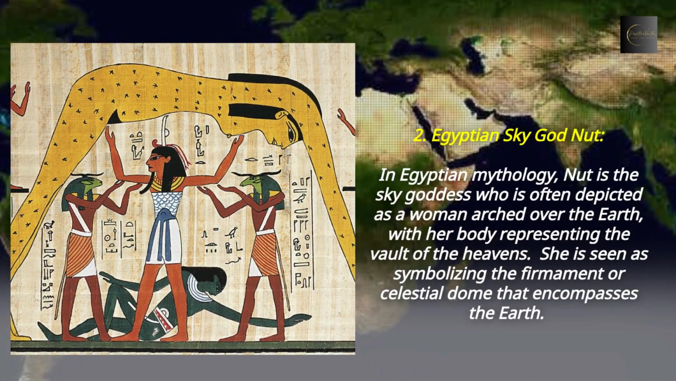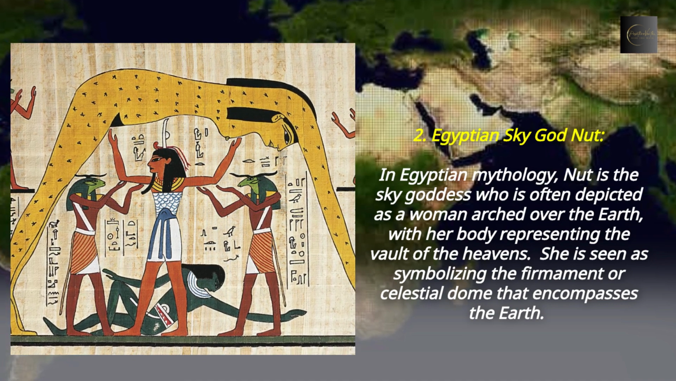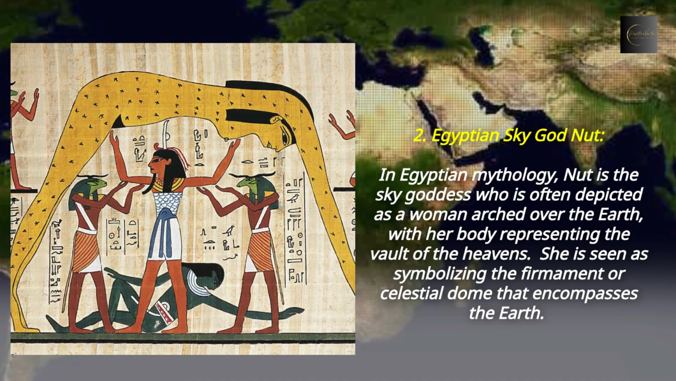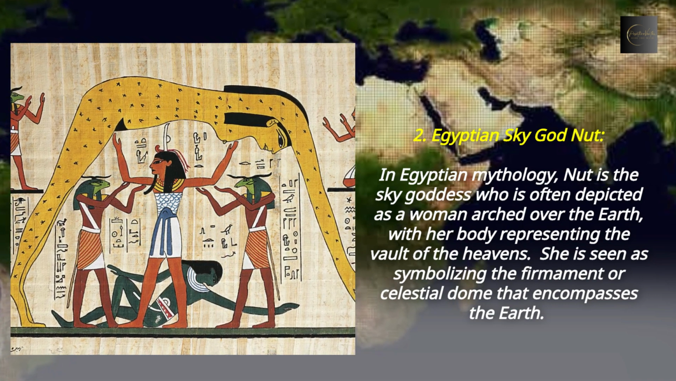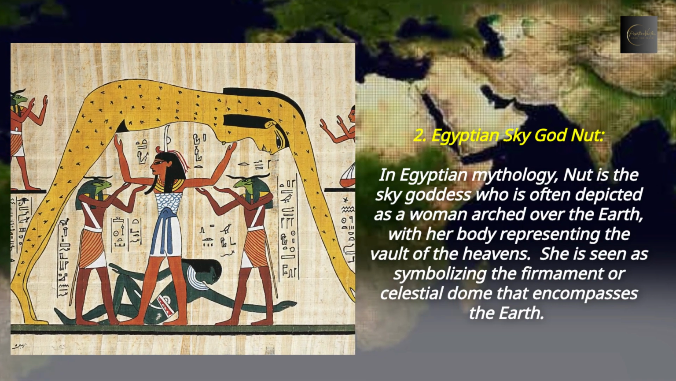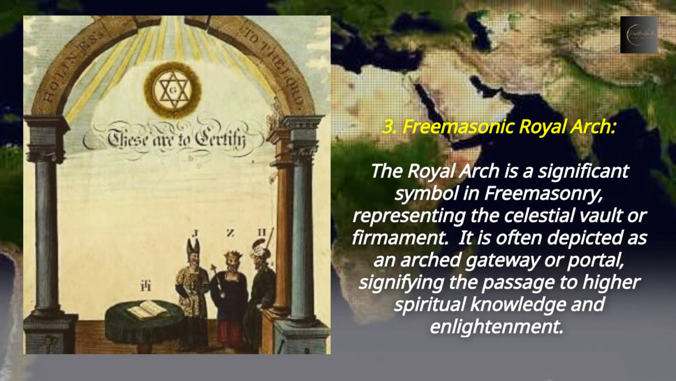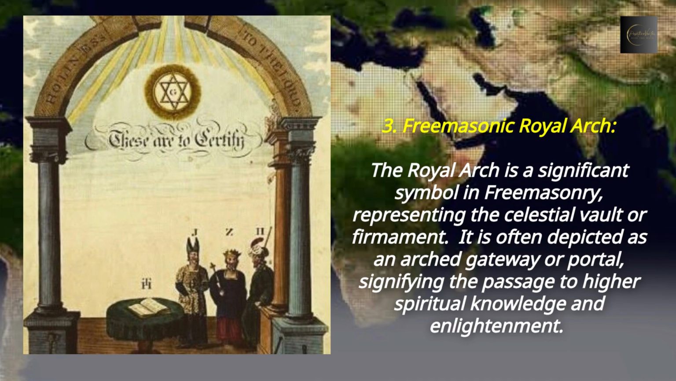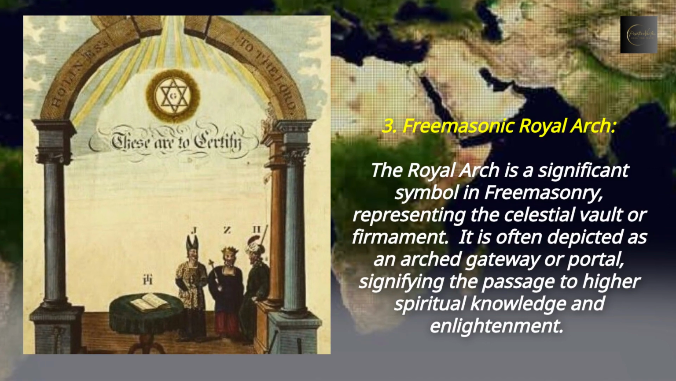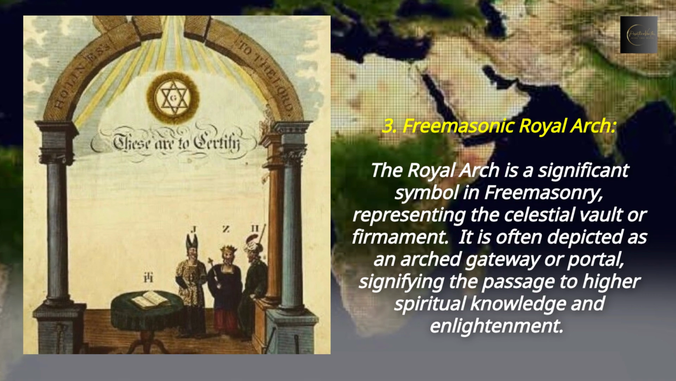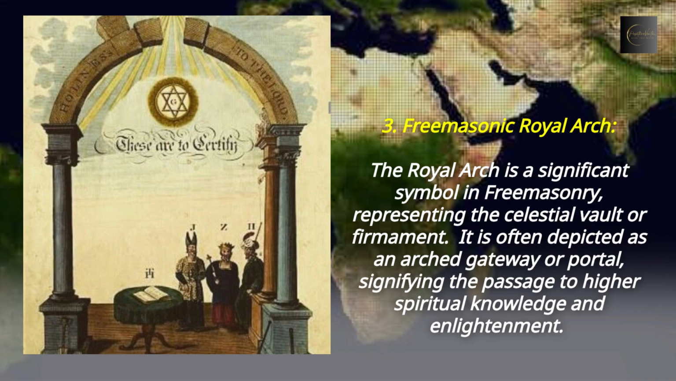2. Egyptian sky god Nut. In Egyptian mythology, Nut is the sky goddess who is often depicted as a woman arched over the earth, with her body representing the vault of the heavens. She is seen as symbolizing the firmament or celestial dome that encompasses the earth. 3. Freemasonic Royal Arch. The Royal Arch is a significant symbol in Freemasonry, representing the celestial vault or firmament. It is often depicted as an arched gateway or portal, signifying the passage to higher spiritual knowledge and enlightenment.